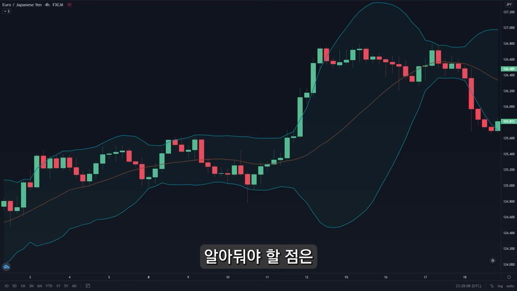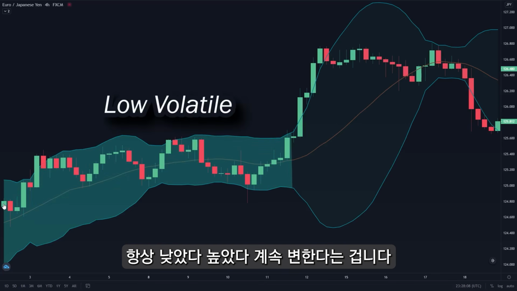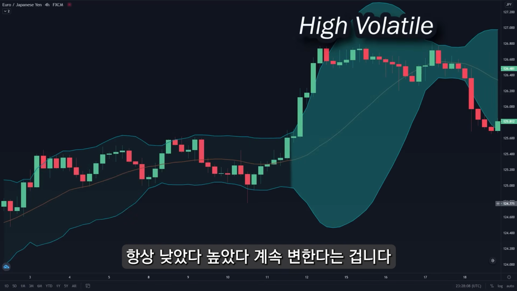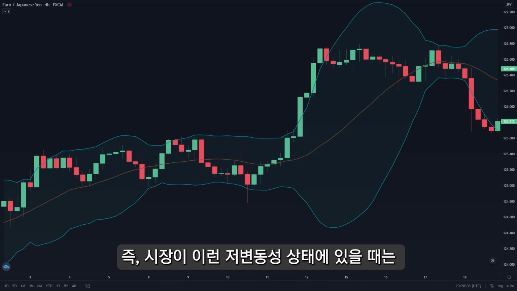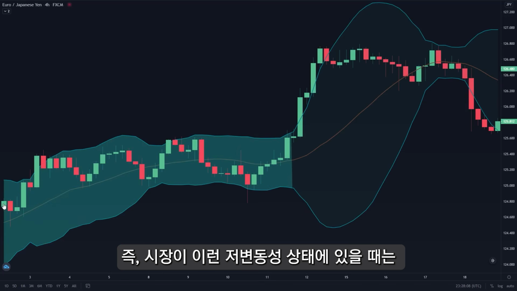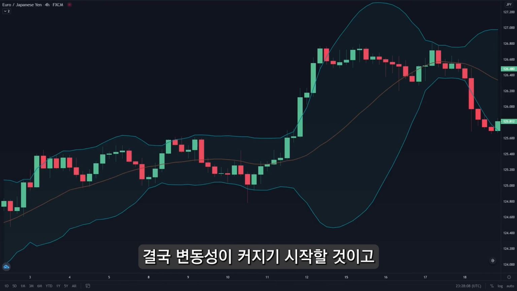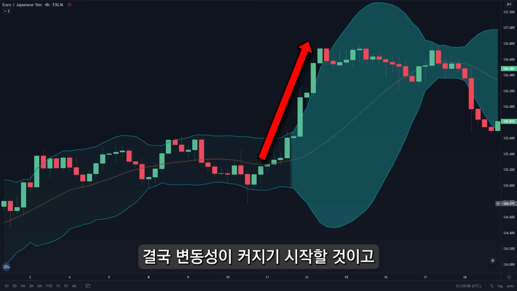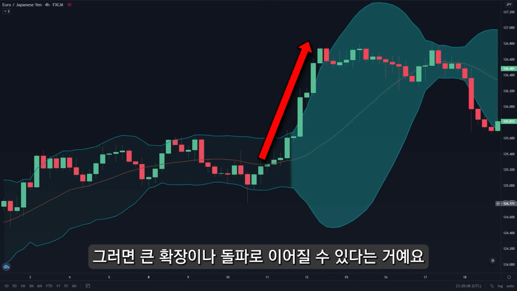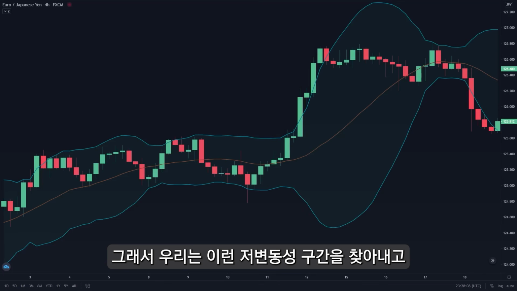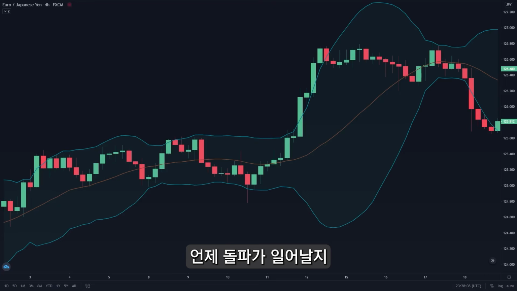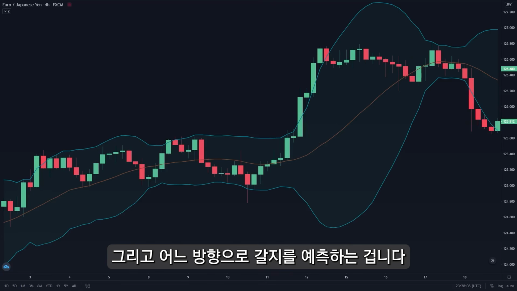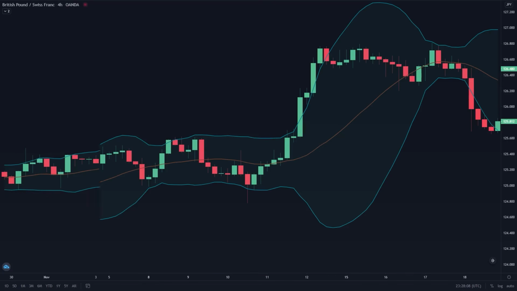What you need to understand is that the volatility of the market is constantly changing from low to high and vice versa. Meaning that if the market is in a low volatility period like this, eventually, volatility will start to pick up in the future, which can lead to big price movements and breakouts. So now, it's our job to find these low volatility markets and predict when a breakout might happen and which direction it will go. This is how you do it.